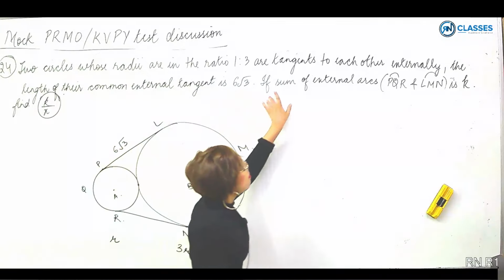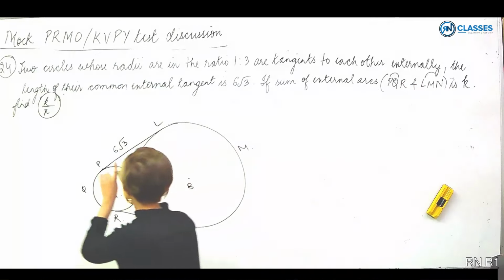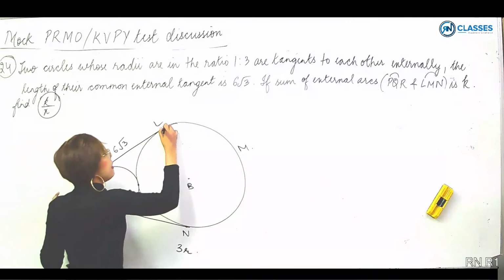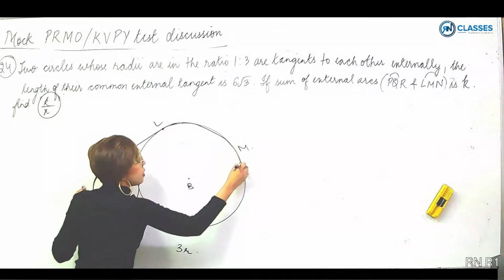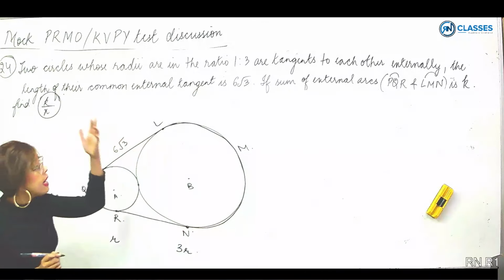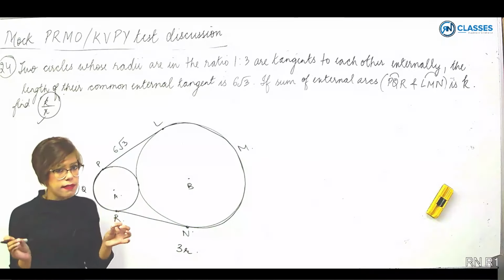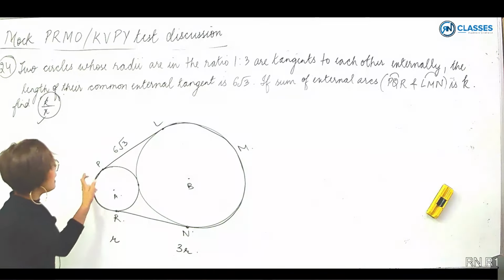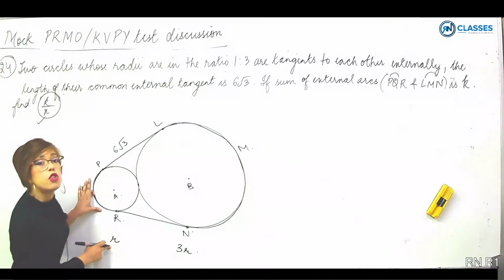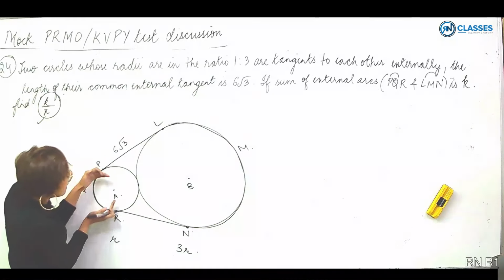Now he says if the sum of external arcs PQR and LMN, sum of external arcs, so that means the length of this arc and the length of this arc, is given to be K, and I need to find the value of K by pi. In short, I need the value of K, right? And K is getting involved in the length of arcs. Now, in order to find the length of the arc, I should know the radius and also I should know the angle subtended by the arc at the center.